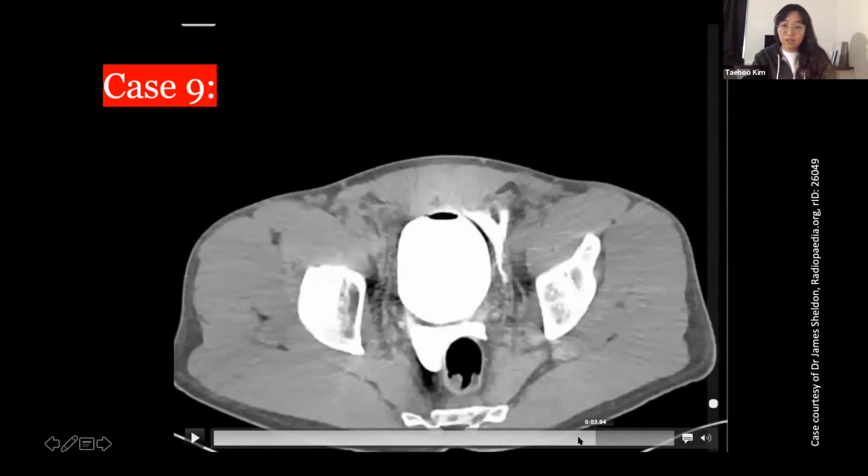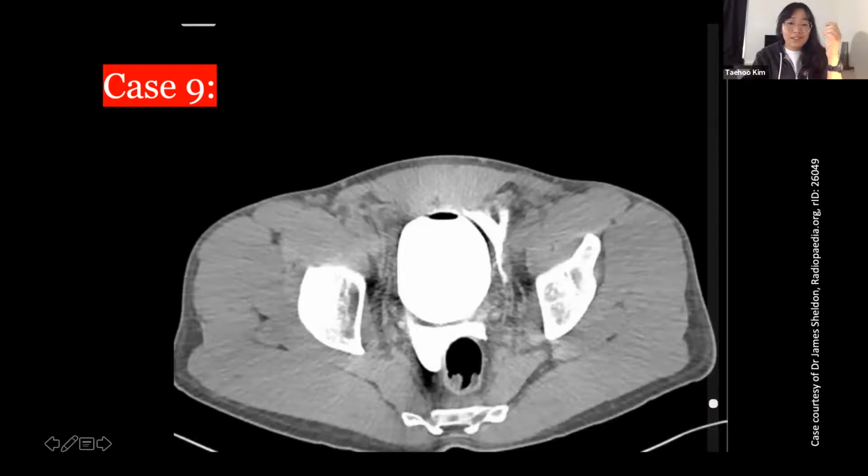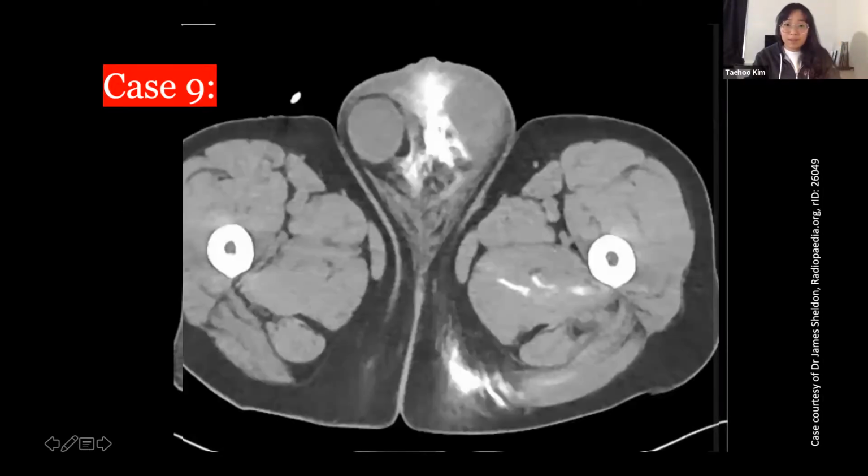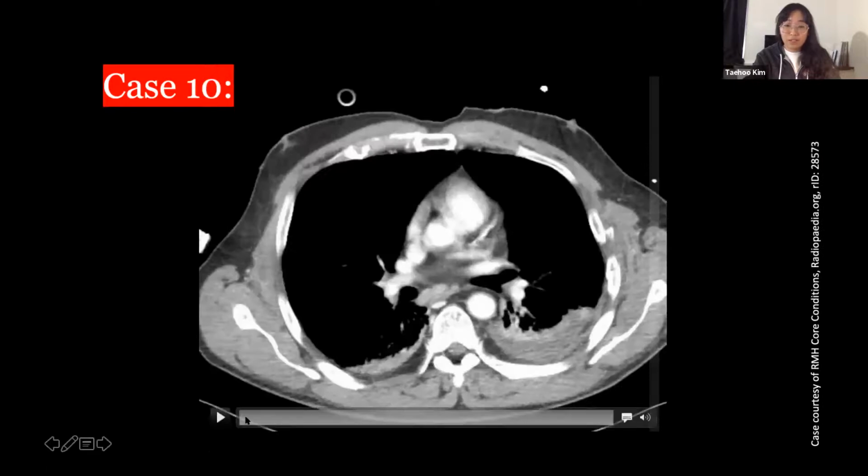So I wanted to show you this. It can be from trauma. It can be from radiation cystitis, where the wall becomes very fragile and there's leak of the urine. It can be from Foley catheter insertion. So there are different etiologies to it. Okay, I'm going to move on to this case.